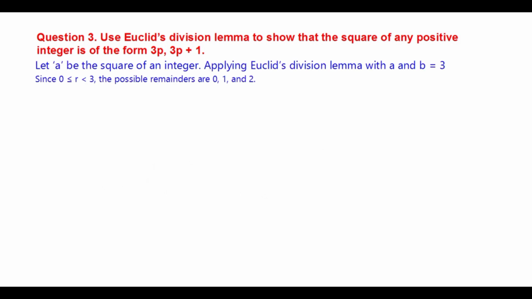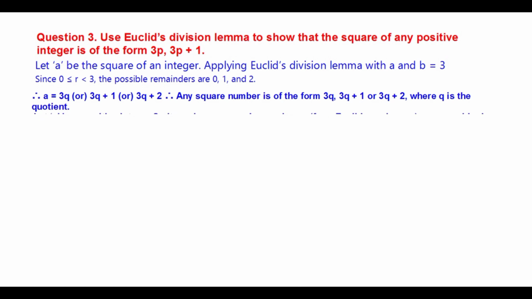So here are some steps you can check. Let a be the square of any integer, applying Euclid division lemma with b equal to 3. As we discussed previously, when the divisor is 3, the remainder we get is less than 3. That means 0, 1, 2. Okay, that's what you can see here. The possible remainders are 0, 1, 2. And the next step again.